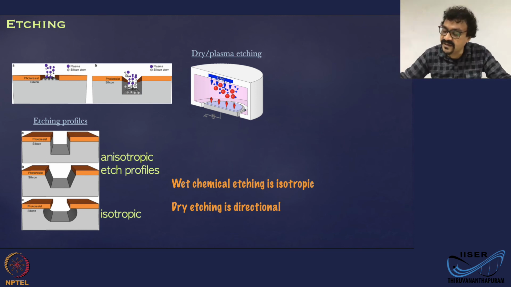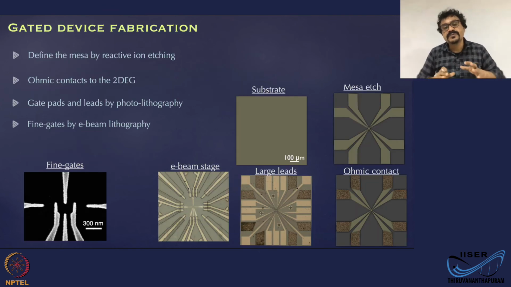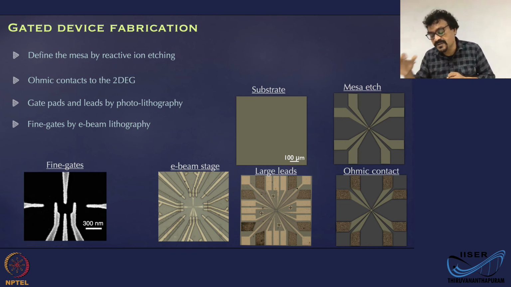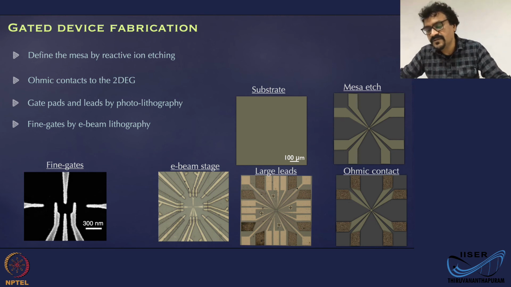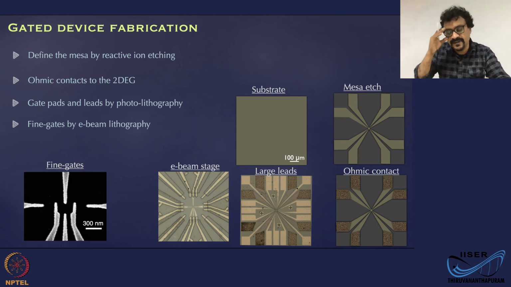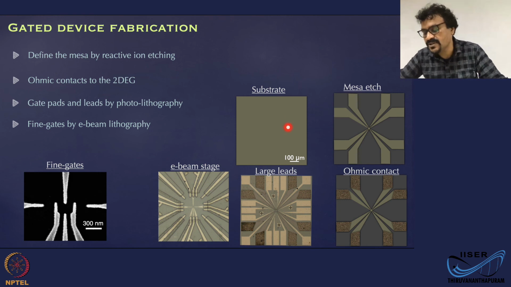Now we have reviewed the lithography techniques, the metallization technique, and also the etching technique. Now let's go through a complete device fabrication process flow, step by step, starting from the bare wafer down to the final device. This is what is generally used for most of the gated devices that we discuss in the rest of the lectures. So you have a substrate.